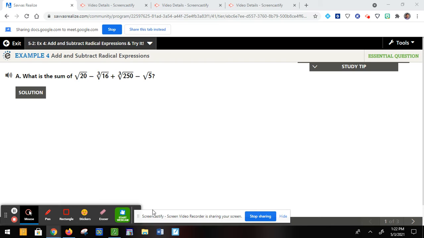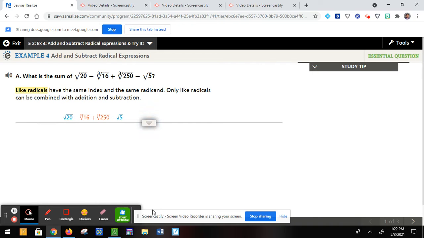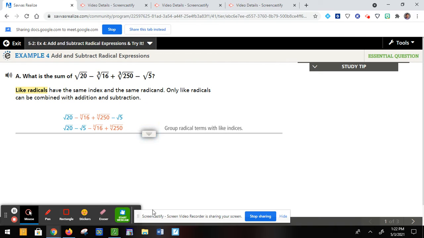So we need to get them in reduced radical form first. So again, like radicals, vocab there, have the same index and same radicand. So you're just going to group them first by the index, the square roots together, the cube roots together.